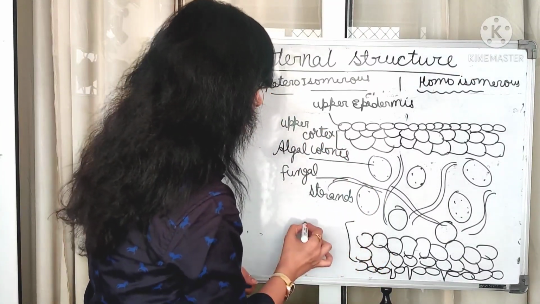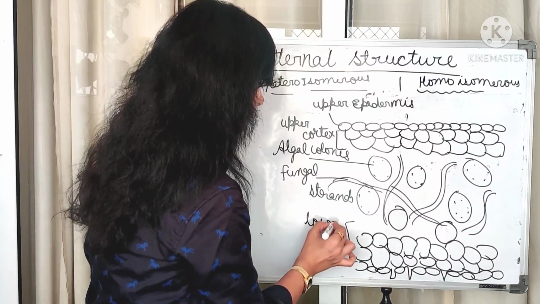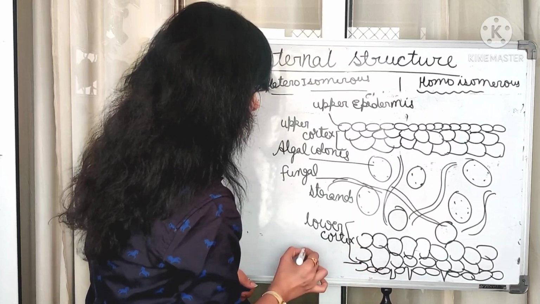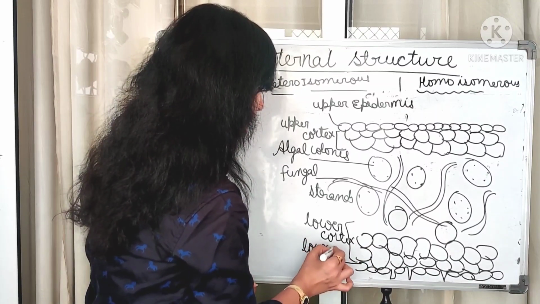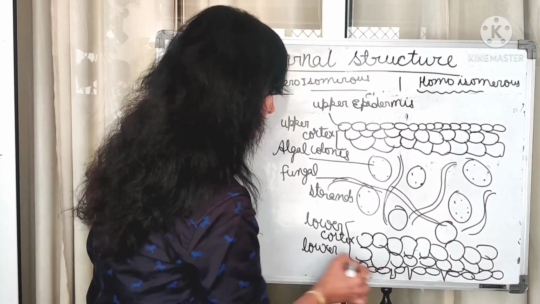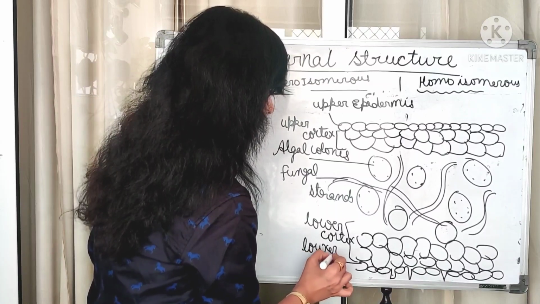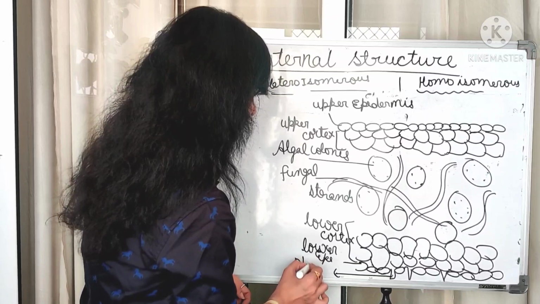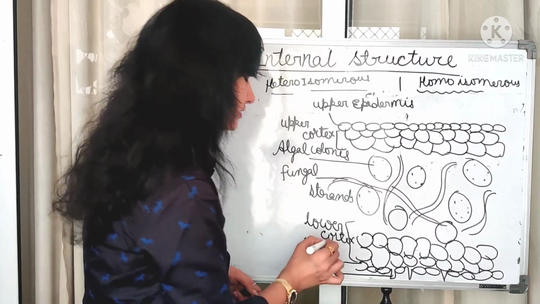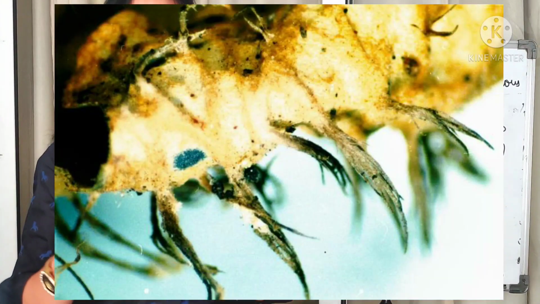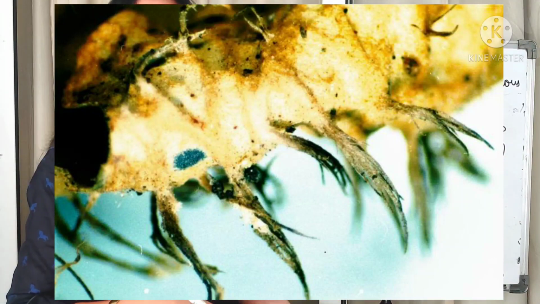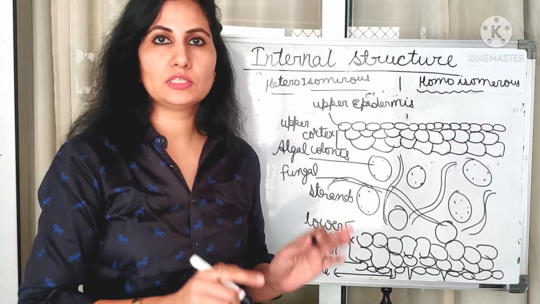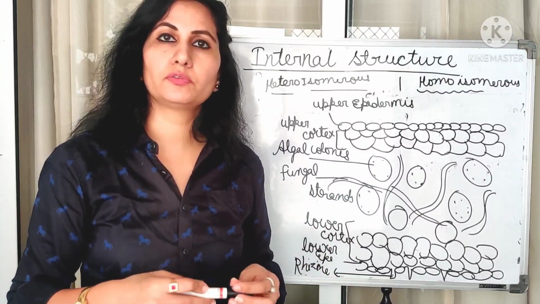Next, this is the lower cortex, you can say. And after the lower cortex, this is the lower epidermis made up of barrel-shaped cells. From the lower epidermis, the rhizines are arising. Rhizines are thread-like structures which can be branched or unbranched, purplish in color due to the presence of the pigment anthocyanin. So this was the internal structure of the lichens.